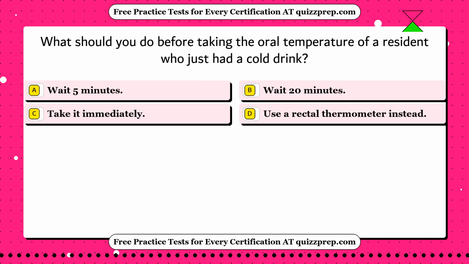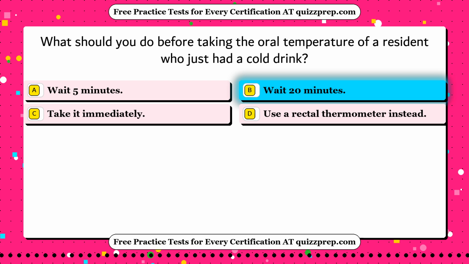Question 115. What should you do before taking the oral temperature of a resident who just had a cold drink? Option A, wait 5 minutes. Option B, wait 20 minutes. Option C, take it immediately. Option D, use a rectal thermometer instead.